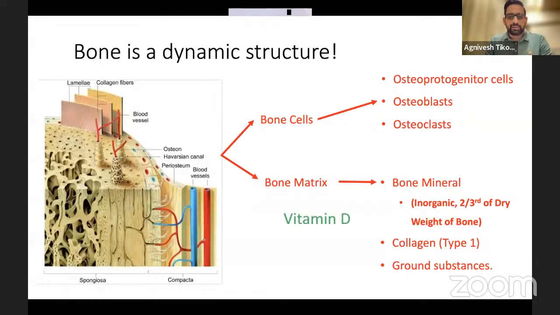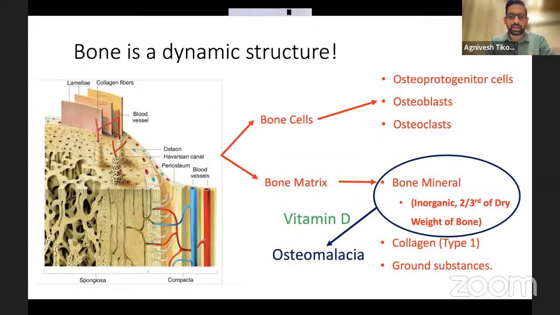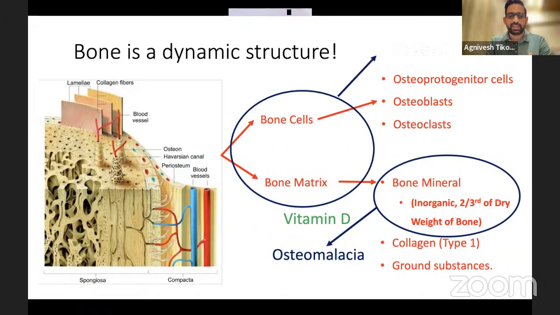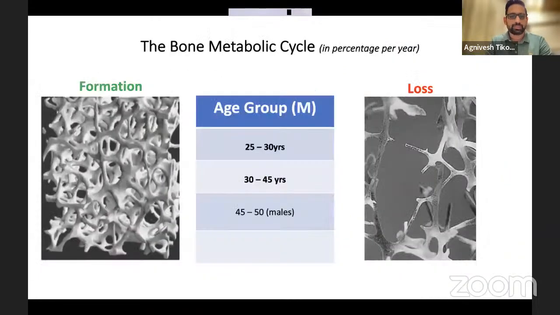Now, if there is a vitamin D deficiency, it causes defective mineralization, which leads to osteomalacia or rickets in children. Or if everything is lost, that is what is called osteoporosis. So you also should know the difference between osteoporosis and osteomalacia.